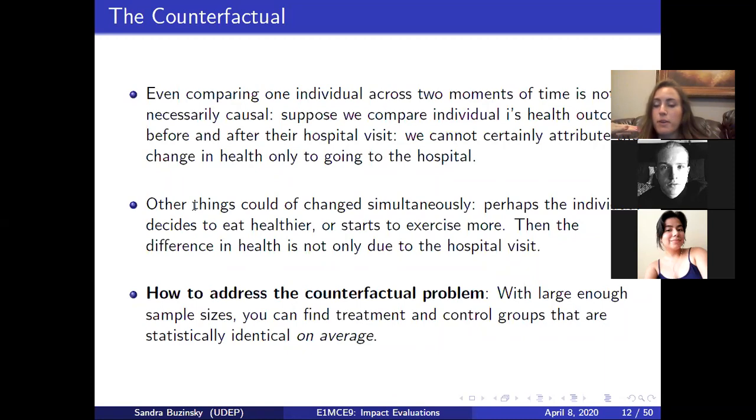So when we want to compare one individual across time, we really need to be careful that that one thing is the only thing that's changing. And that's almost never the case. So that's why if you just run a regression saying, let's look at one individual and see how their health status changed before versus after they went to the hospital, that might not be valid.